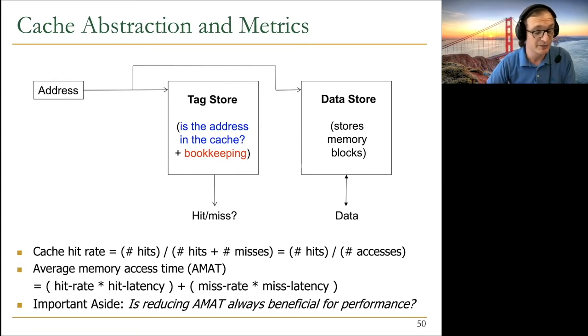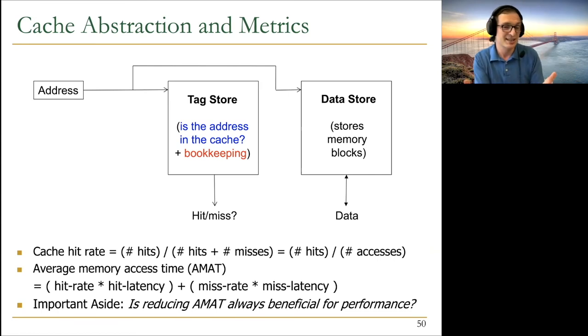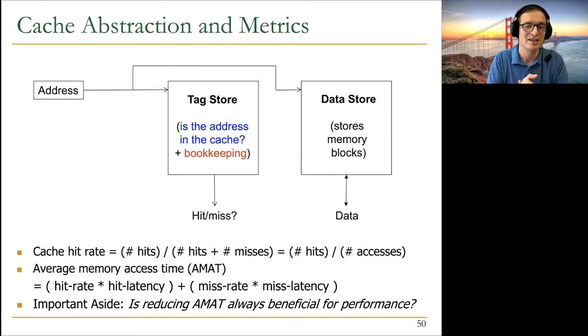But there's an important aside that we're going to cover also, which I should let you know at this point, because it's important. The question is, is reducing average memory access time always beneficial for performance? And this may be something you may want to think about. And the answer is basically no. Reducing average memory access time is good, but as I mentioned in earlier lectures, this is ignoring something important, which is concurrency in the system. So, you may have a memory access, and its average memory access latency is, let's say, 100 cycles after all of these equations.